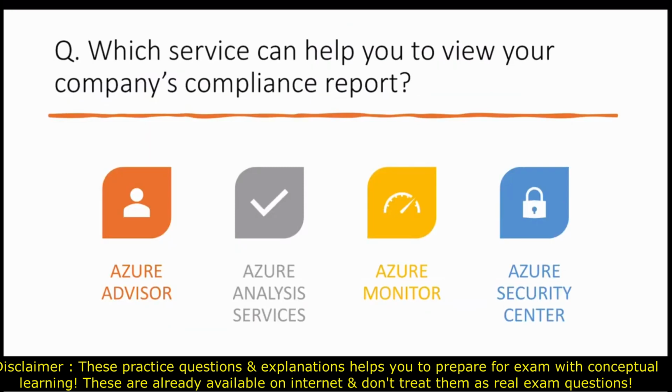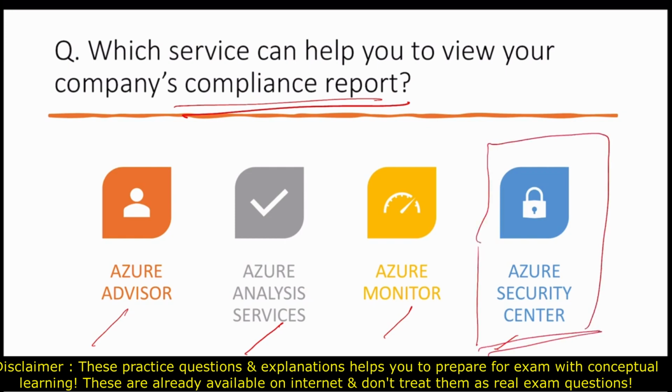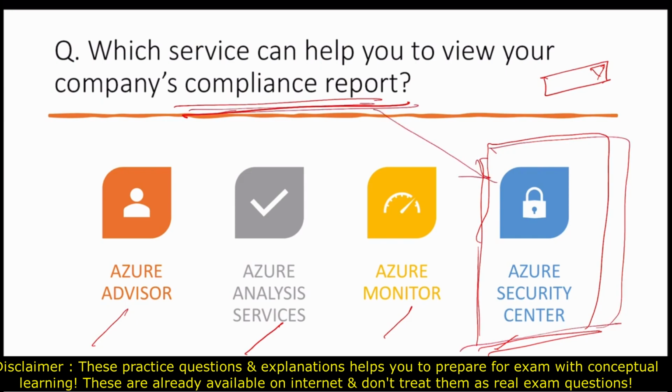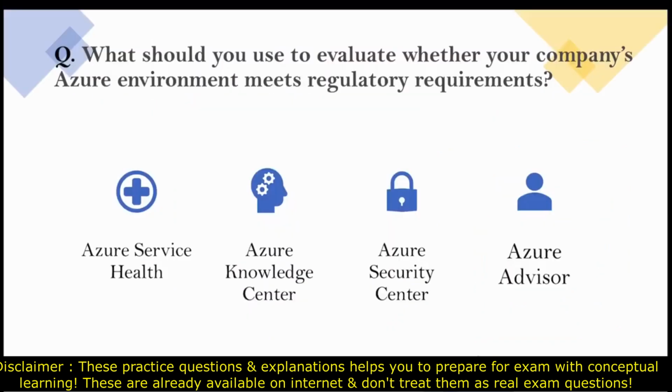Which service can help you to view your company's compliance report? Azure Advisor, Azure Analysis Service, Azure Monitor, Azure Security Center. So we have already seen it. Which service will we use for this one? This is Azure Security Center. This question can come in a drop-down list, so you will see all these options in a drop-down. You need to select out of them. But you need to remember, whenever they are talking about the company's compliance report, we need to select Azure Security Center for this one. Let's talk about the next question.